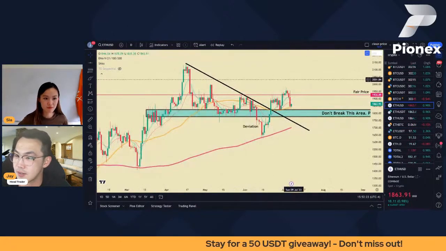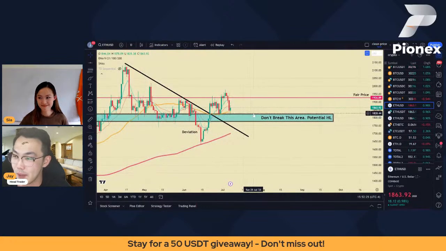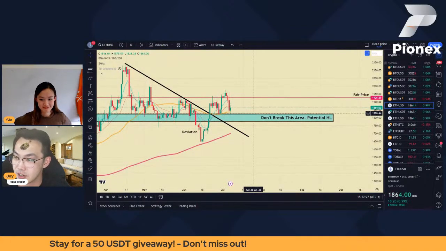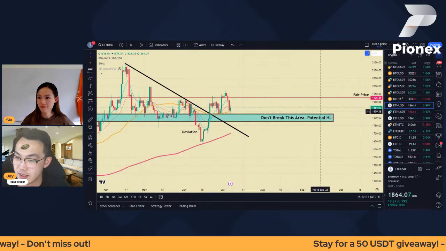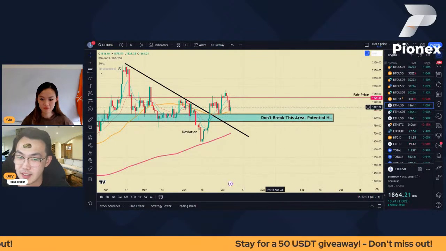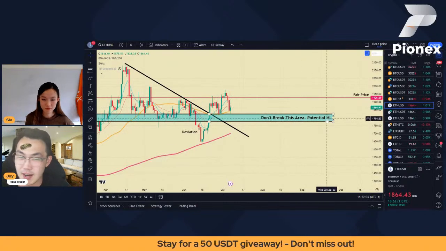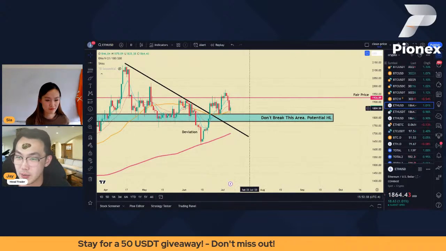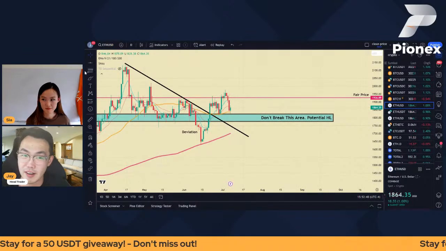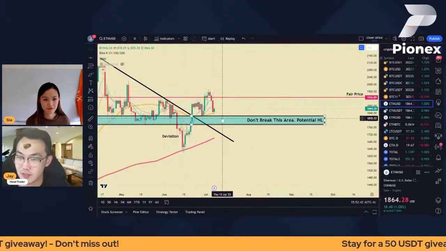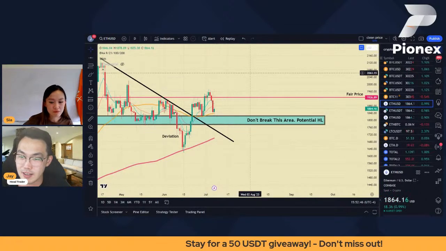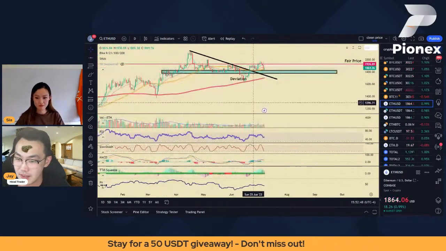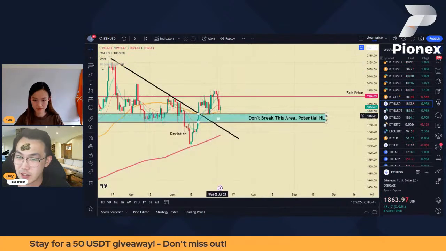Let's check it out. So Ethereum pulled back to 1,828 once again. So this is the don't-break-this-area potential higher low zone. I don't want Ethereum to break this area. This is a very strong support level, and if we break this, Ethereum's not going to look good. But right now it's still looking pretty positive, and Ethereum is looking strong.